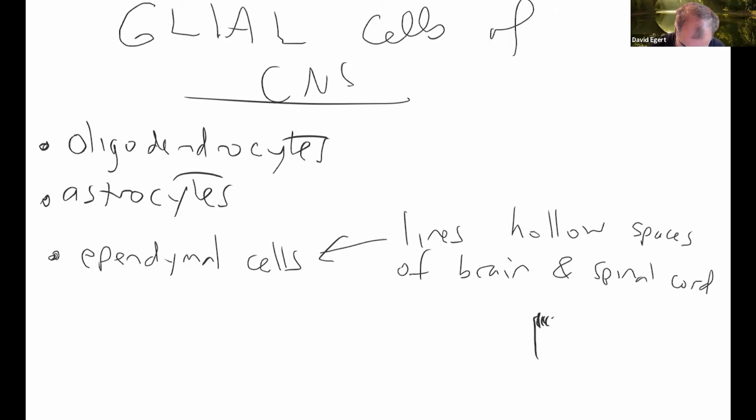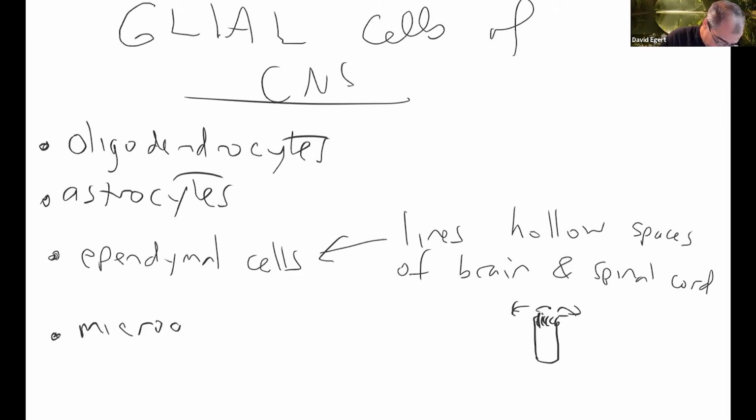They have little cilia that can help circulate the cerebrospinal fluid. They also play a role in creating and maintaining the composition of the cerebrospinal fluid, and we'll talk about that in a few moments. We'll talk about the choroid plexuses that make cerebrospinal fluid, and the ependymal cells are going to be an integral part of those. So ependymal cells line the hollow spaces of the brain and spinal cord.